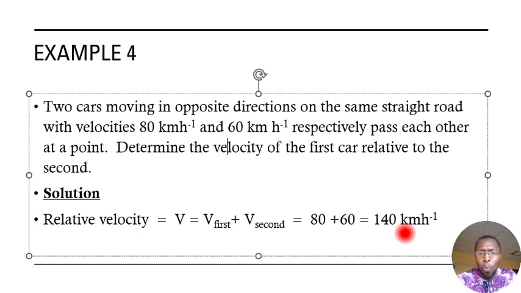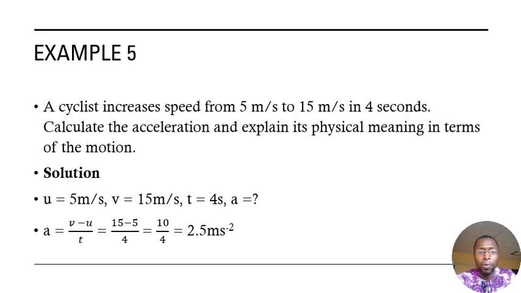Okay, let's take one more question and we'll wrap it up for today. All right. So, question 5 says a cyclist increases speed from 5 meters per second to 15 meters per second in 4 seconds. Calculate the acceleration and explain its physical meaning in terms of the motion.